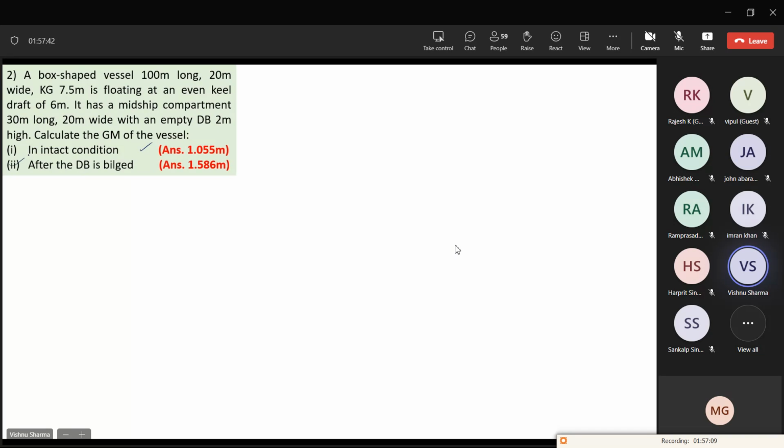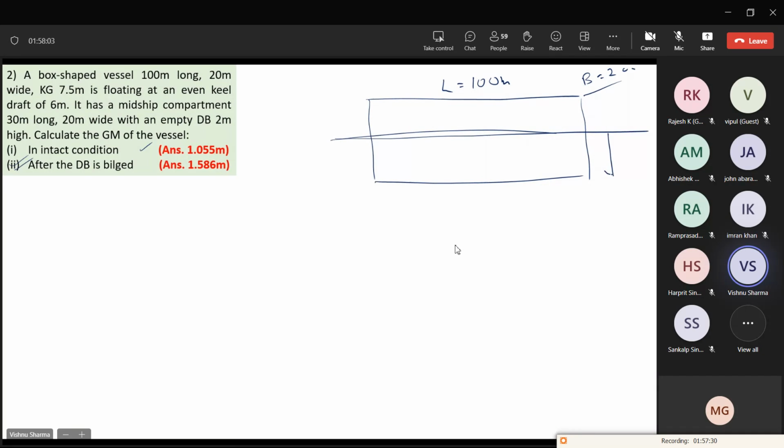So now I'm taking the second part of it. And I'll be asking questions in between. A box-shaped vessel, same length, 100 meters, breadth 20 meters, floating at a draft of 6 meters, WL, has a midship compartment, length 30 meters, breadth 20 meters, has a double bottom empty, of height 2 meters. As I said, the height of the double bottom will be represented by 2 here. Okay.